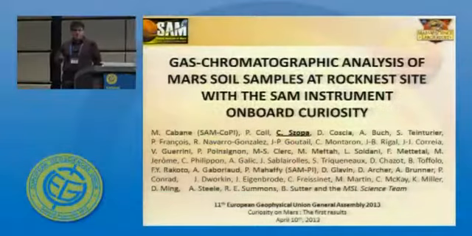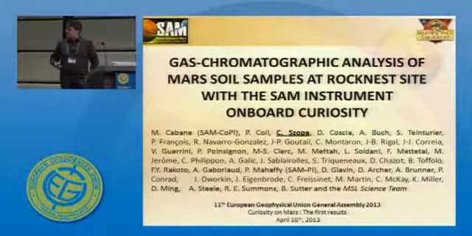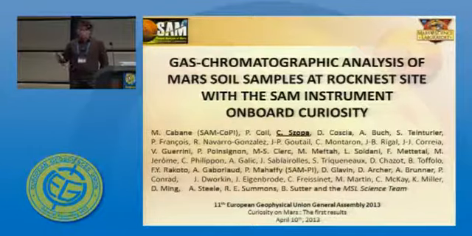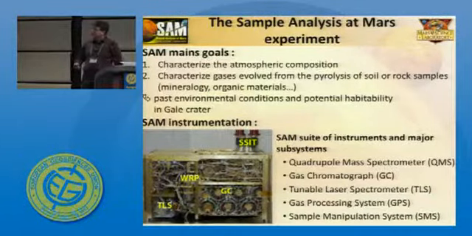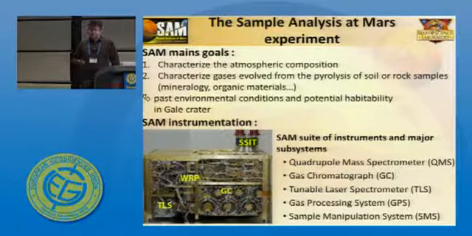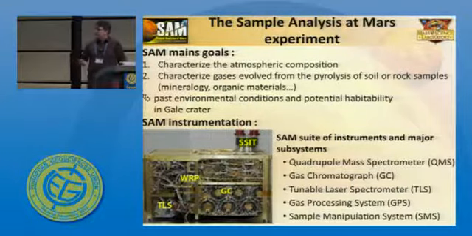Thank you, Patrice. So you had a few talks about the analysis of the atmosphere with SAM, and I will focus on the analysis of the sample collected at Rocknest with GCMS, meaning gas chromatography coupled with mass spectrometry. And here's a slide summarizing SAM. The objectives of SAM are mainly to characterize the atmospheric composition, but also the composition of the soil samples collected by Curiosity, to determine information about the past environmental conditions in Gale crater, and also to assess the potential habitability of this site.